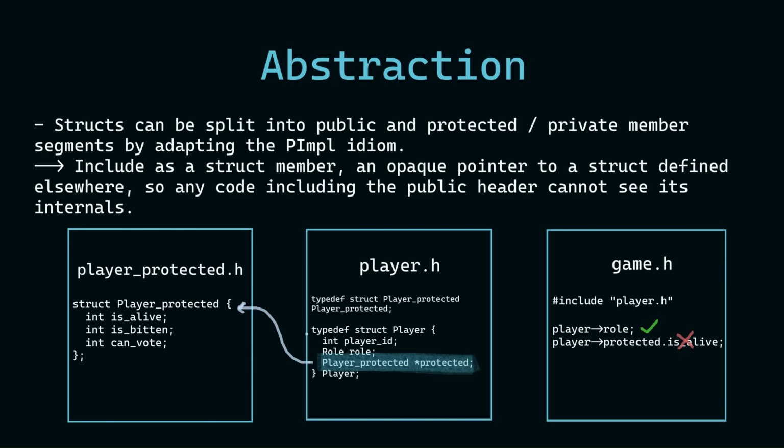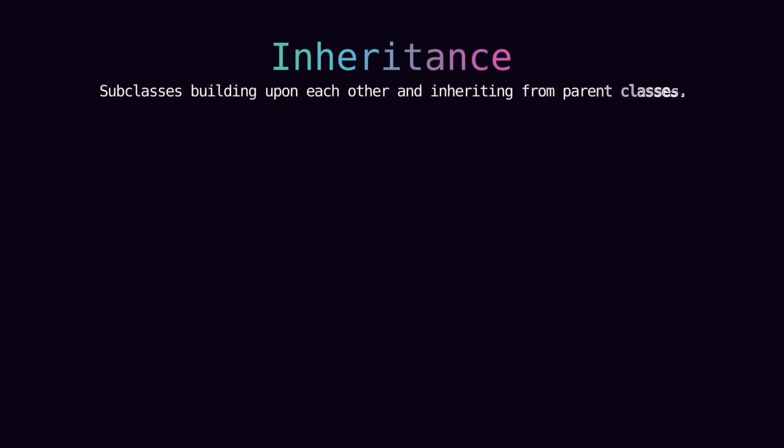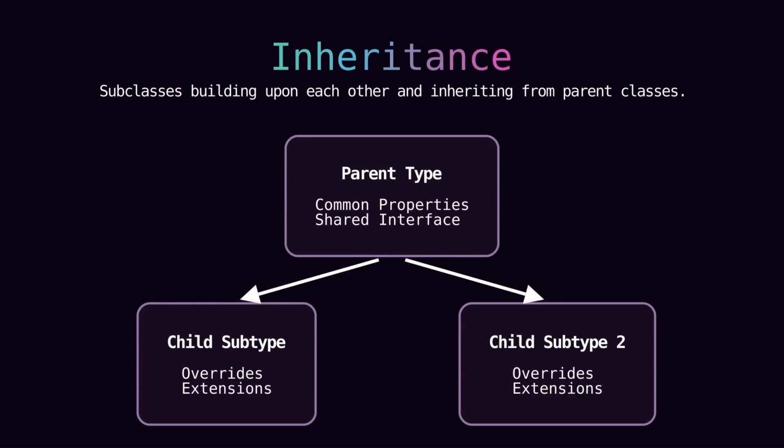This is incredible progress, but the player type is feeling a little abstract. I suppose that's the point, but we want to create these concrete subtypes. It's time for the next pillar, inheritance. Inheritance is the concept of new types building on existing ones. It involves subclasses inheriting the attributes and methods from the base class. That means the parent class defines the common interface which child subclasses can then extend or override, enabling code reusability and customization.